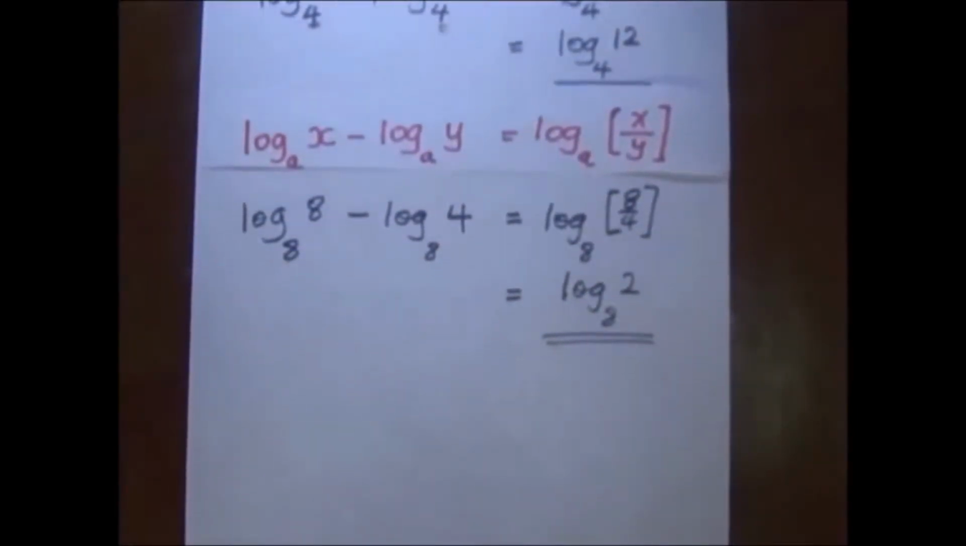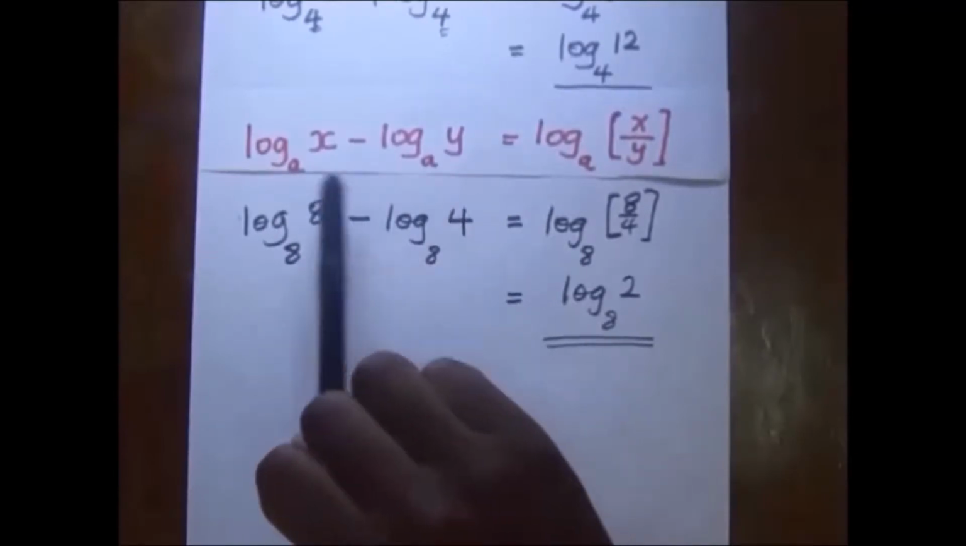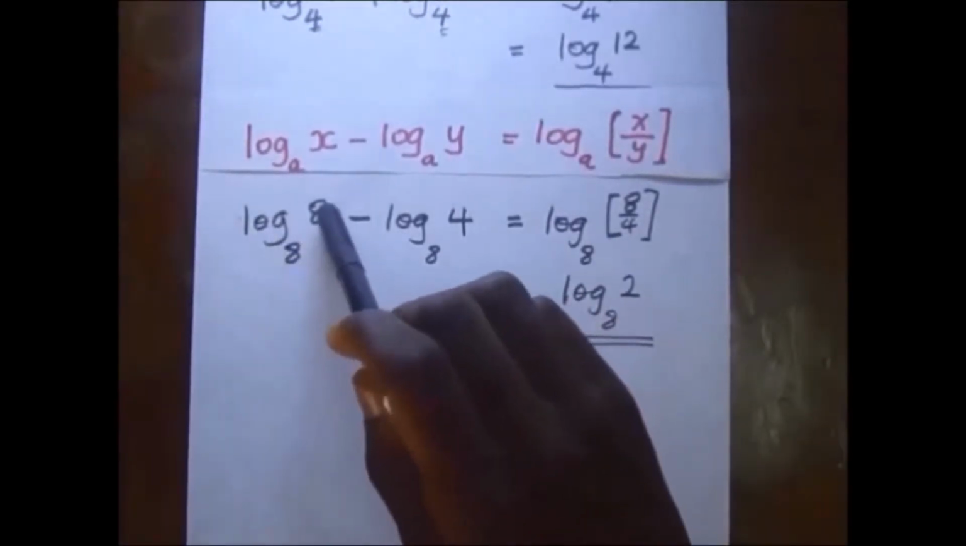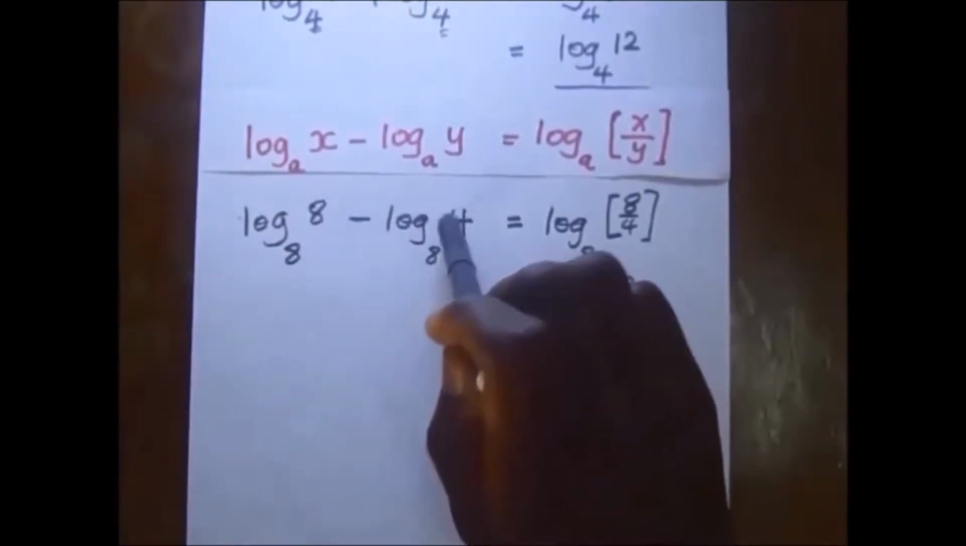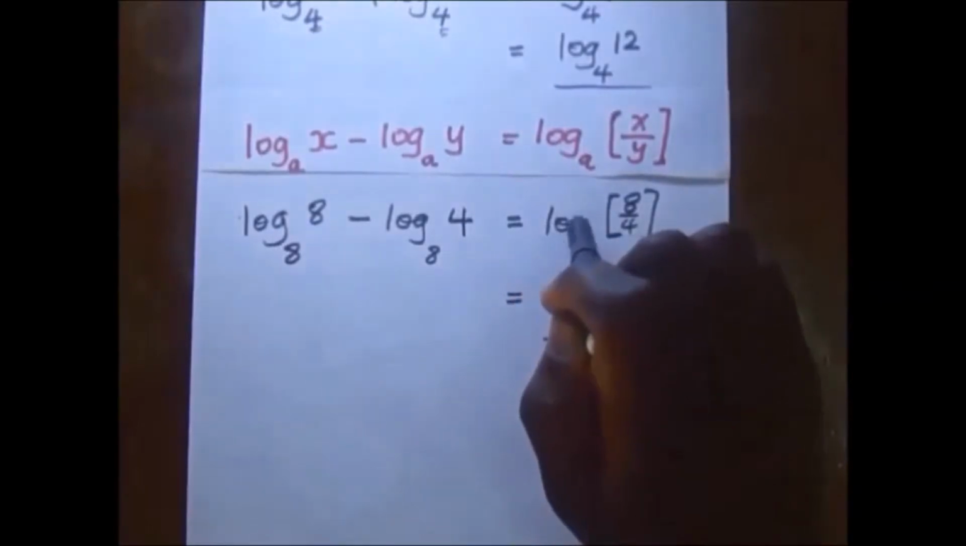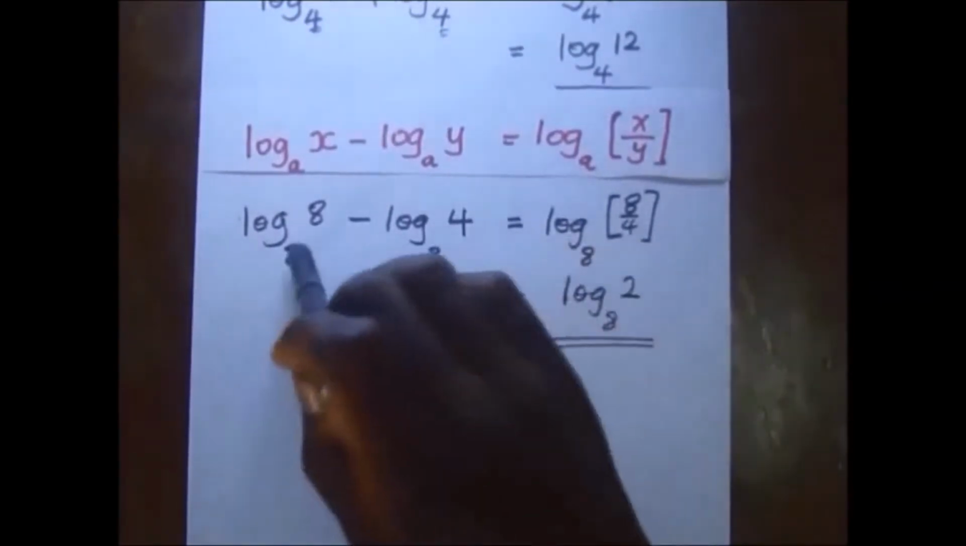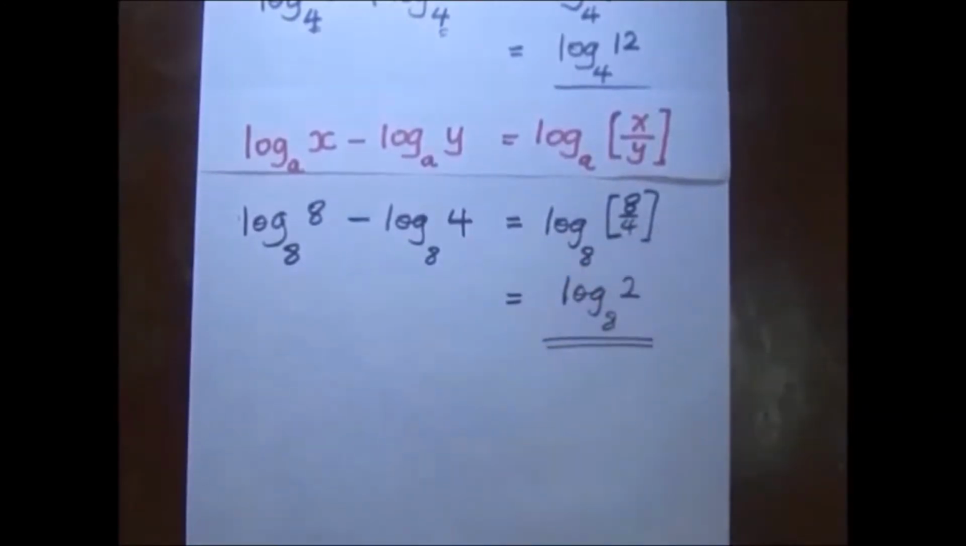We are subtracting two logs that are having the same base. We divide the numbers. In this case, if it is log of 8 base 8 minus log of 4 base 8, it's going to simply be log of 8 divided by 4 of the same base 8. And here we get log of 2 base 8.